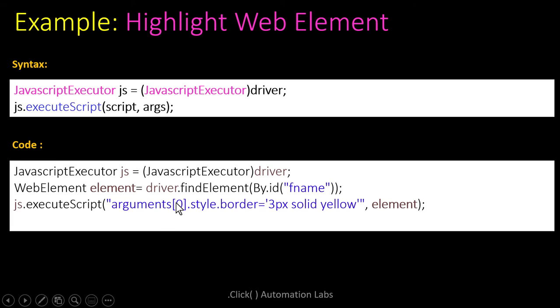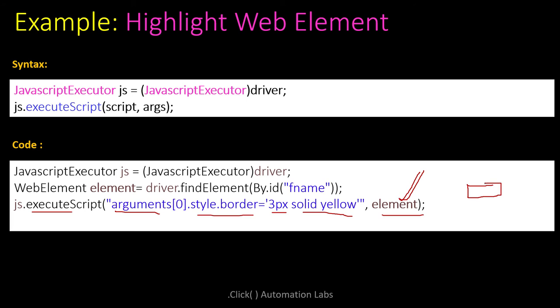Now you need to focus more on this particular example. Comparatively, earlier we never used arguments, but this particular execute script took one argument. What is the argument? It is the web element. So this code, on this element, will change the style object to a 3 pixel solid yellow. This means the web element is bordered by using these commands.